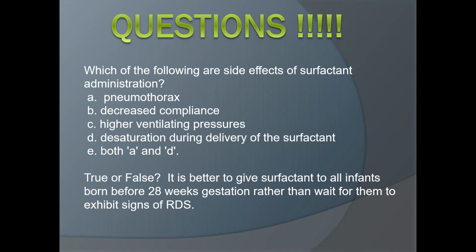What about decreased compliance? No, it's going to be the opposite. As the alveoli open and compliance improves, meaning that compliance increases. What about higher ventilating pressures? No. The more compliant the lungs are, then you're not going to need as much ventilating pressure to deliver the volume. So pressures and compliance have an inverse relationship.